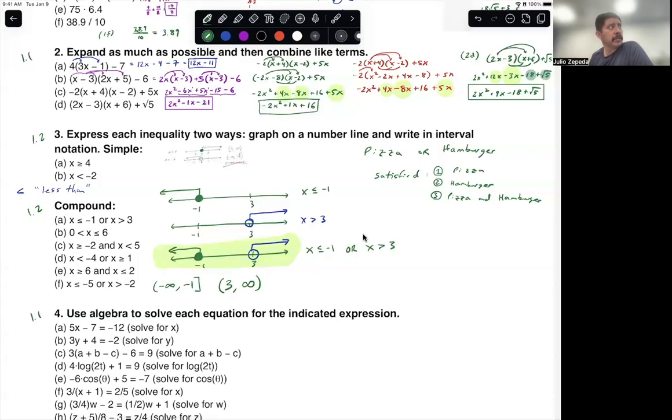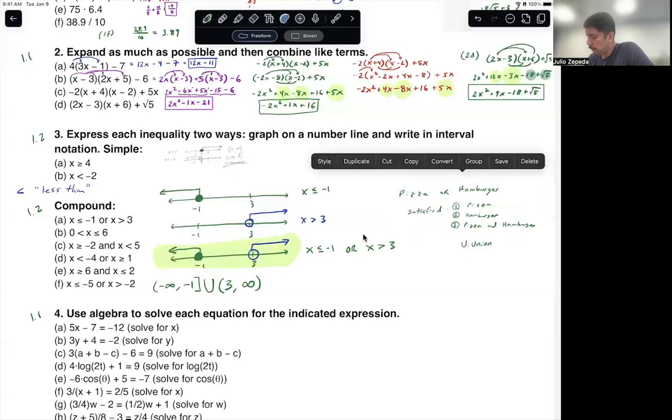And so the way that we represent the word or in symbols is through this U here. The U means the union of the two sets. Notice that we united the two shadings together into one graph. And so that's where the union symbol comes from. It represents the word or. Okay, so there's our answer for part A and the compound inequality. Very good.